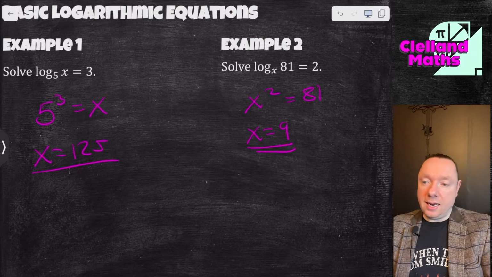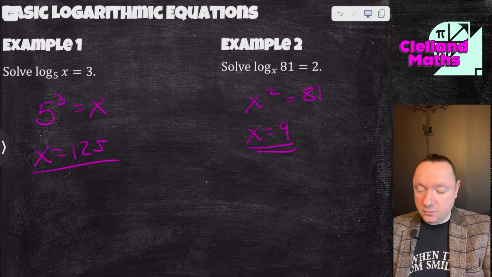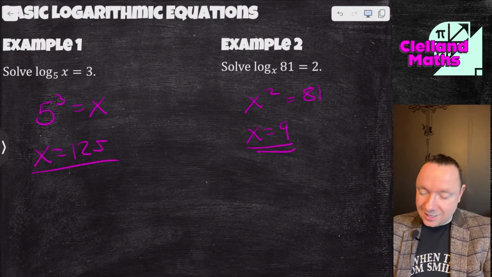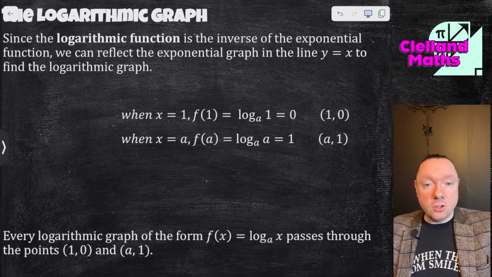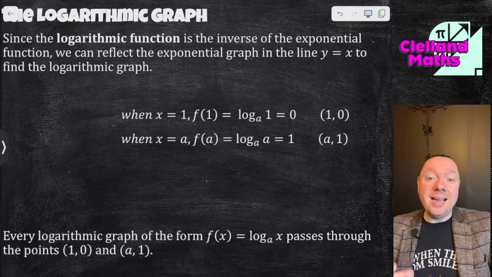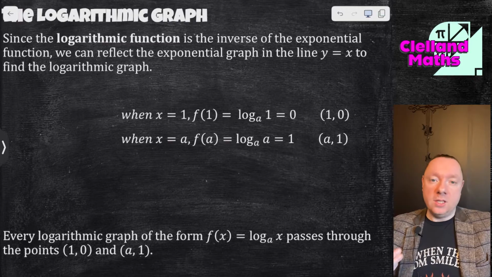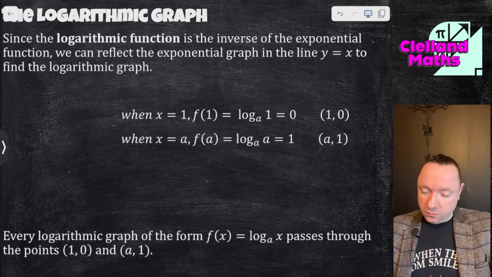Now notice here we don't get a negative because logs are not defined for negatives, and a square root, so it's just 9. The log function is the inverse of the exponential function, so we can reflect the exponential graph in the line y equals x to get the inverse function.